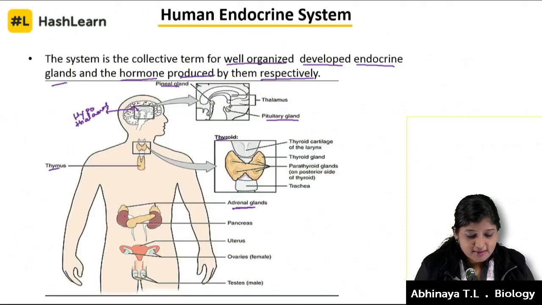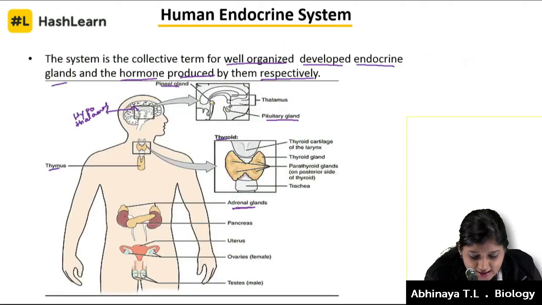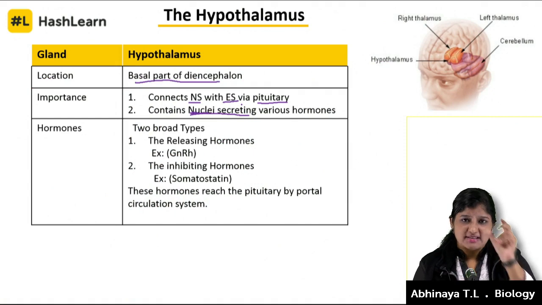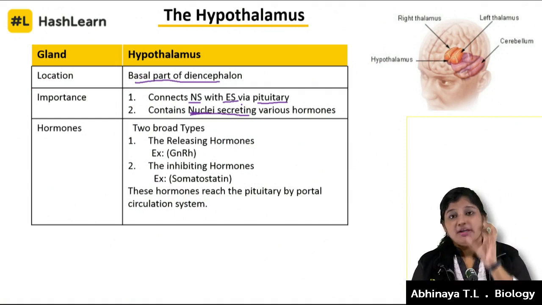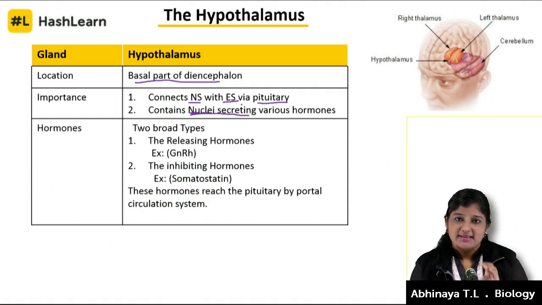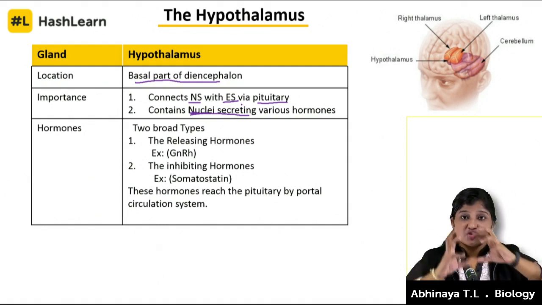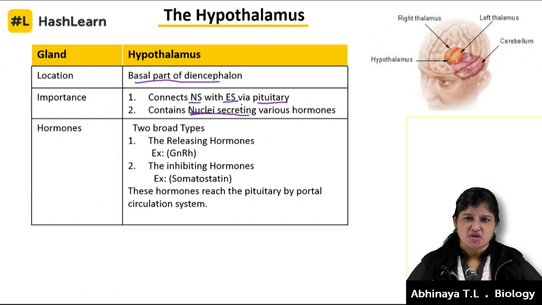Let me go to the previous image. You see the pituitary gland is here. It is present right below the hypothalamus. The hypothalamus and pituitary gland are connected by a stem. So all the hormones secreted by the hypothalamus reach the pituitary gland. There is one more image in the next slide. You will understand much better.